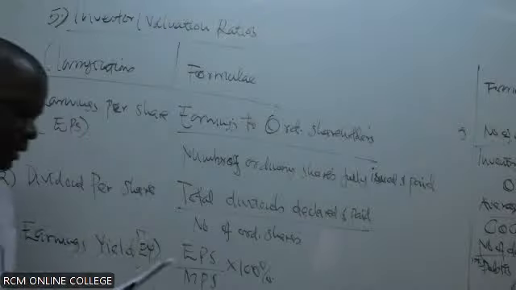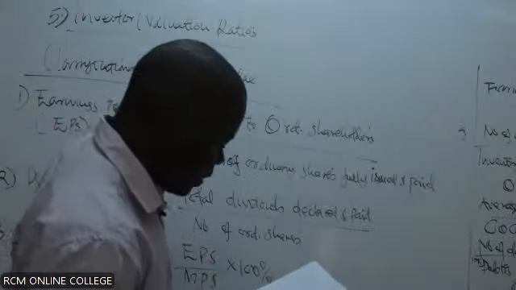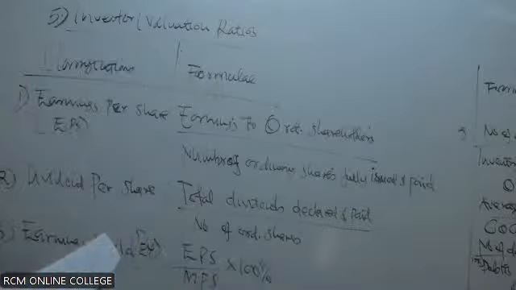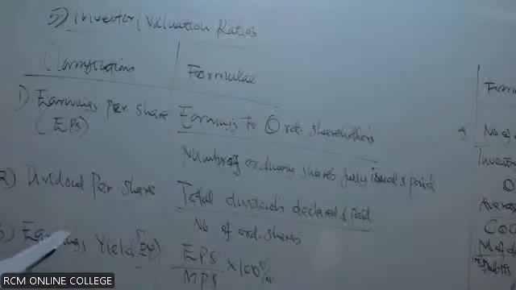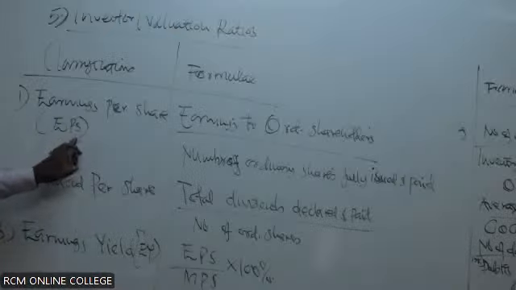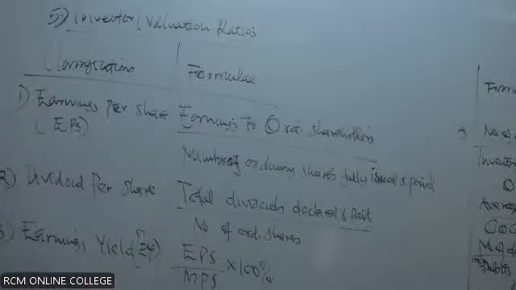You divide by the market price per share. Then, apart from earnings yield, you can also have what we call dividend yield. Dividend yield is dividends per share over market price per share. For the earnings yield, you take the EPS and divide by MPS. But you can also have the dividend yield, where you take the DPS.